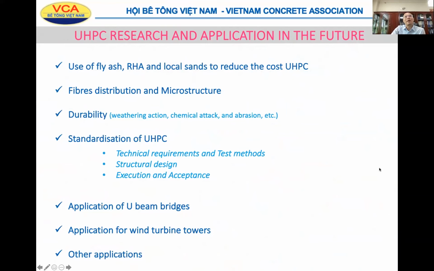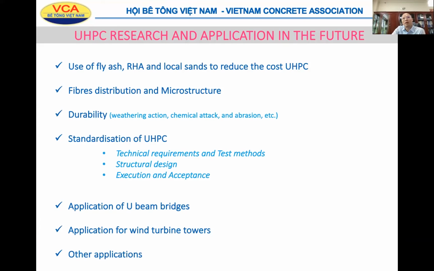Right, so coming time in the future in Vietnam, we have something to do with research. We try to use more fly ash, rice ash, and local sand to reduce the cost of UHPC. We also want to further understand fiber distribution and microstructure of UHPC, and also durability, because Vietnam has a climate with the sea area, and we do more research on the durability of UHPC in the sea area climate. And definitely we need standardization of UHPC with technical requirements, test method, structure design, and execution and acceptance.